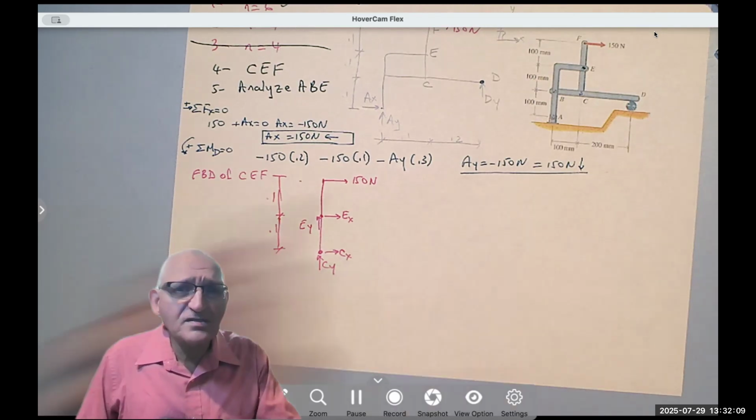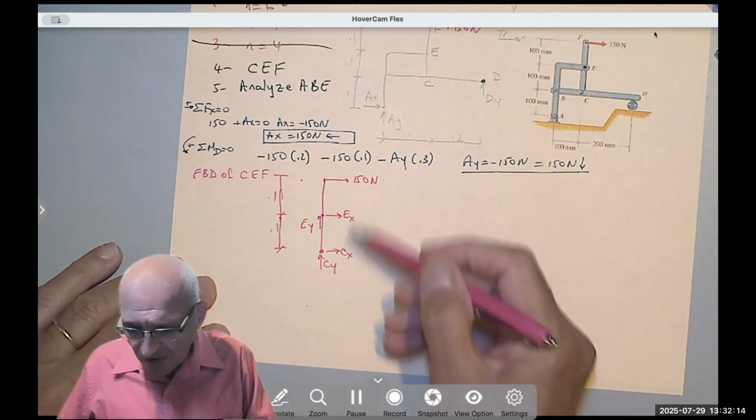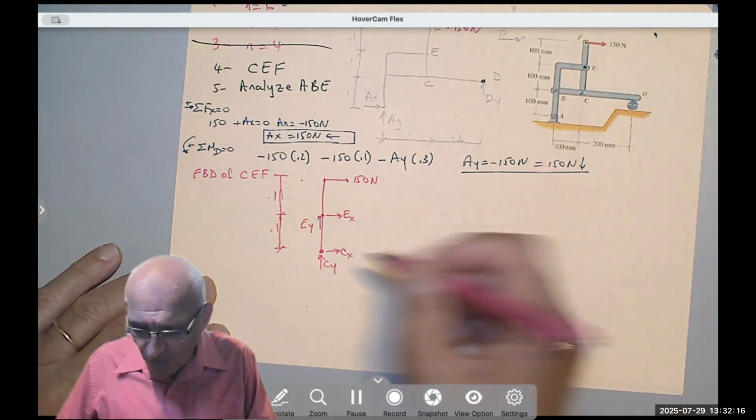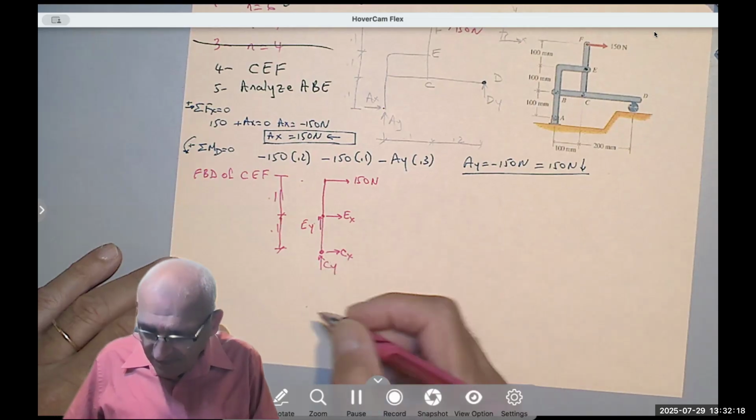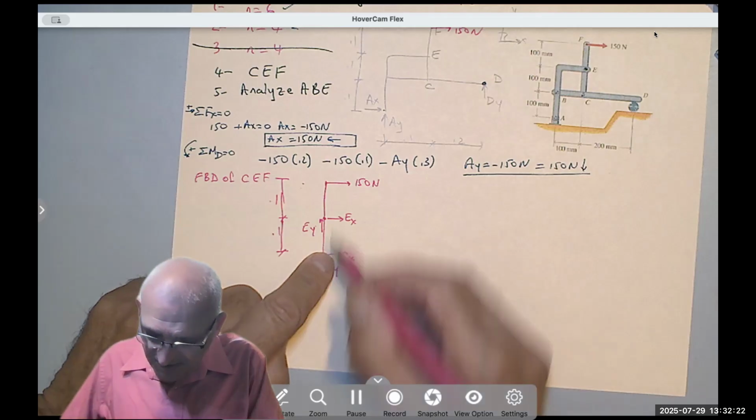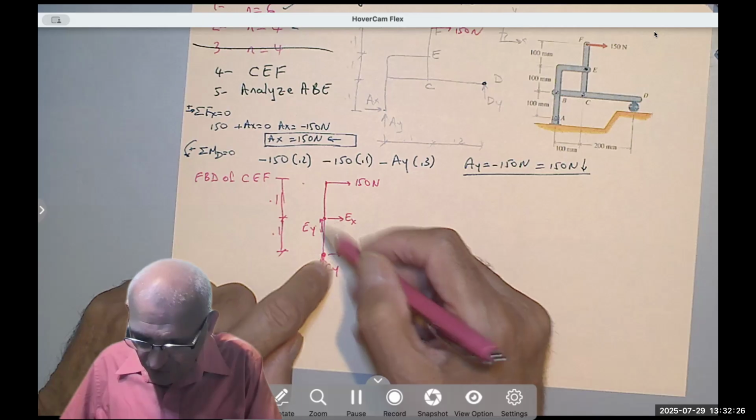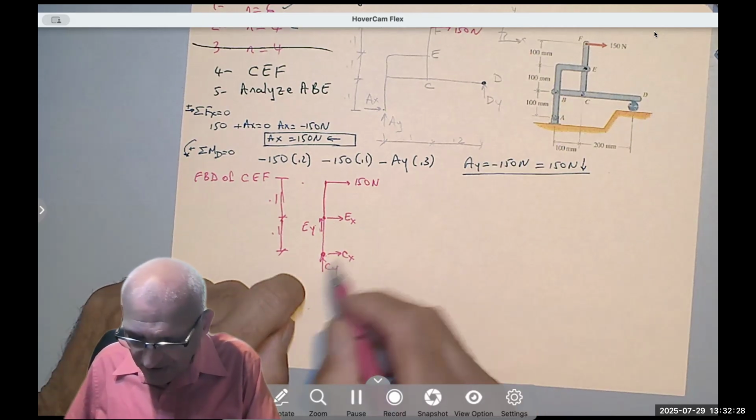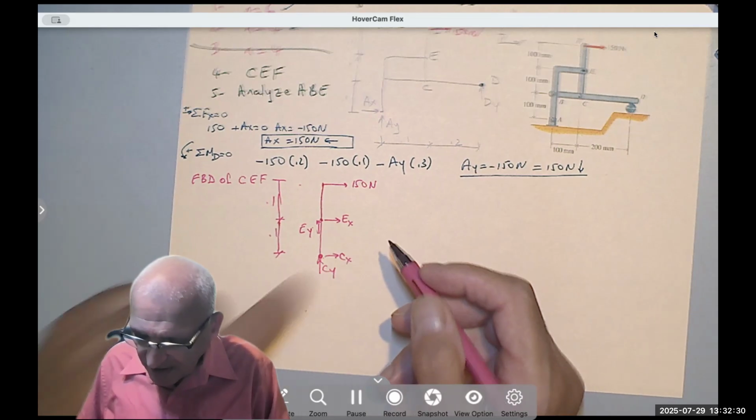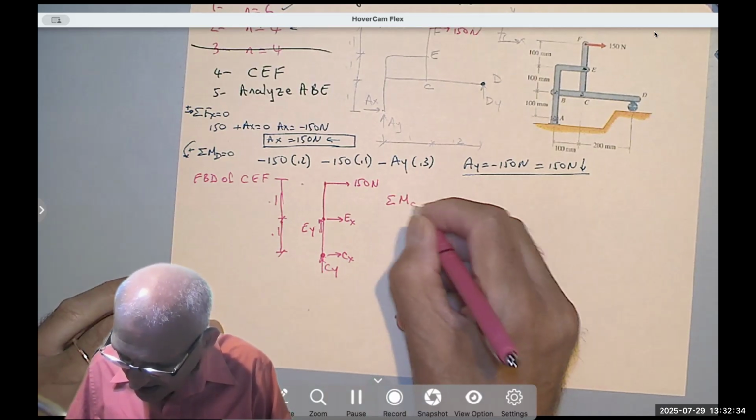There is no force I can use in summation of the forces in X, because I have two unknowns. Summation of the forces in Y, I also have two unknowns. But if I take the moment about C, notice that EY is along the line of action, so it doesn't produce moment. These two intersect here, they do not produce moment. And I say summation of the moment about C equals 0.